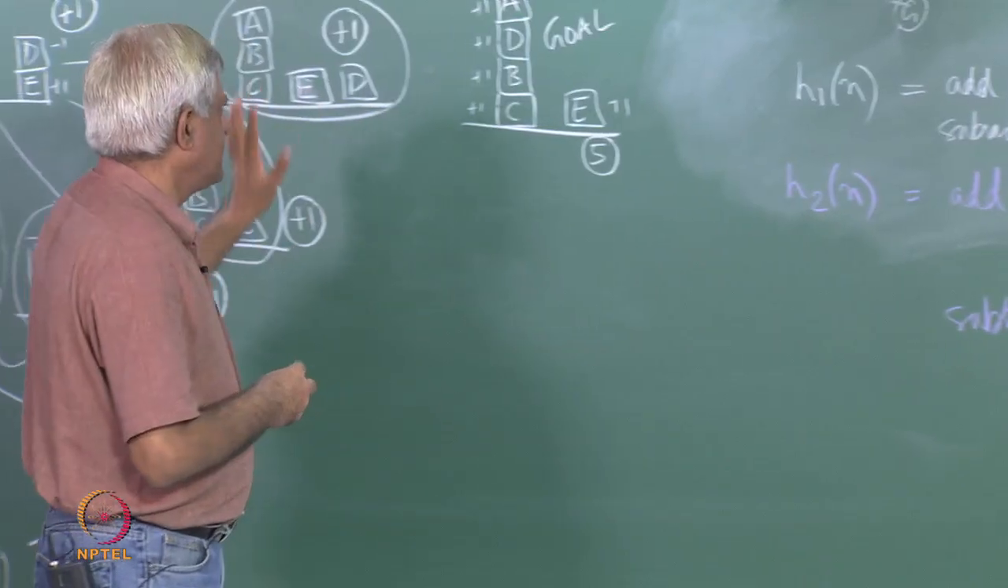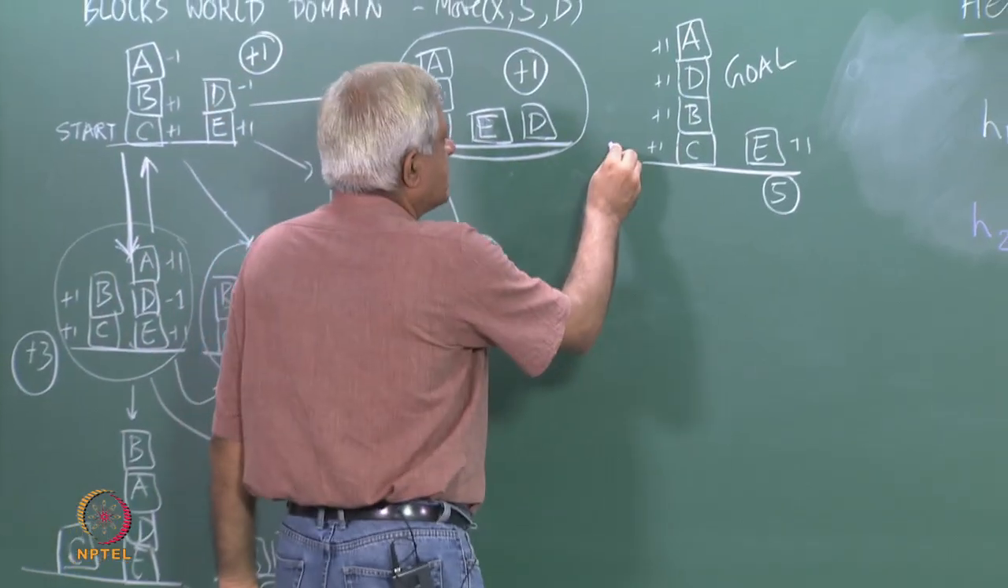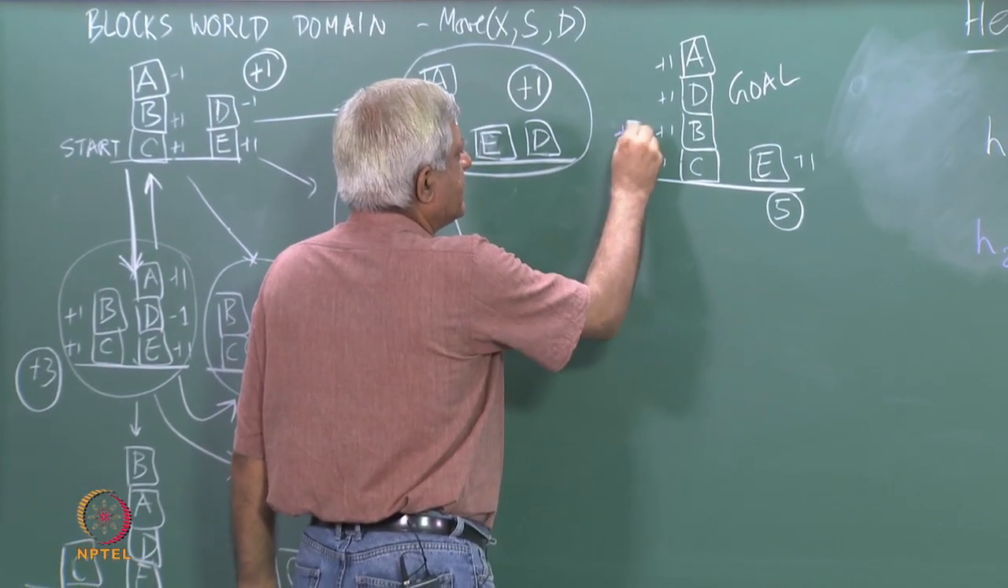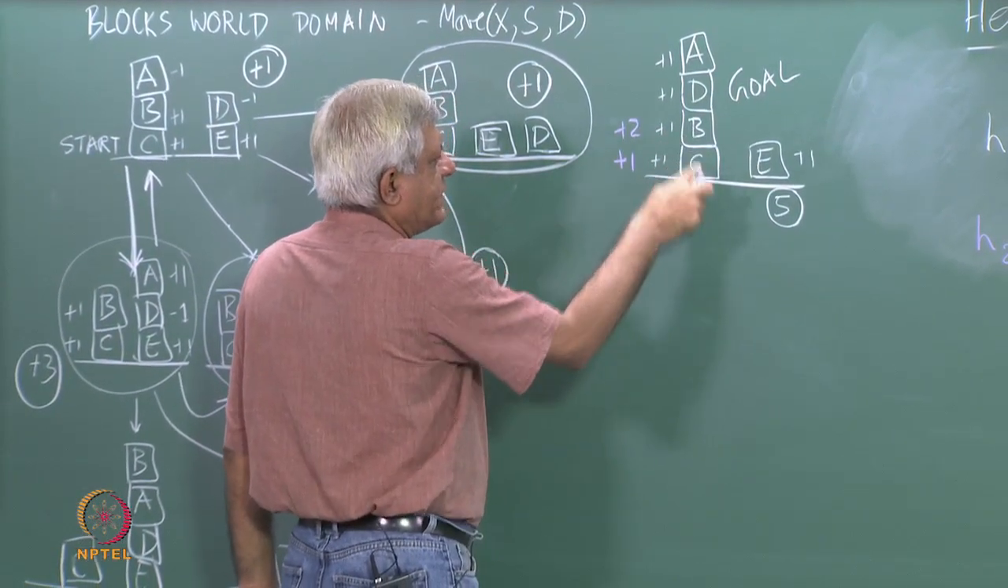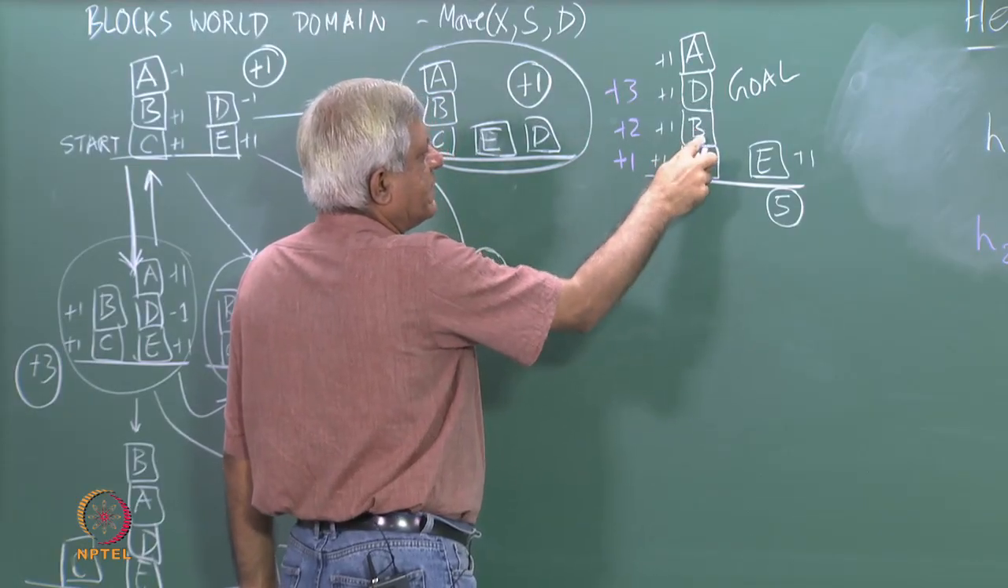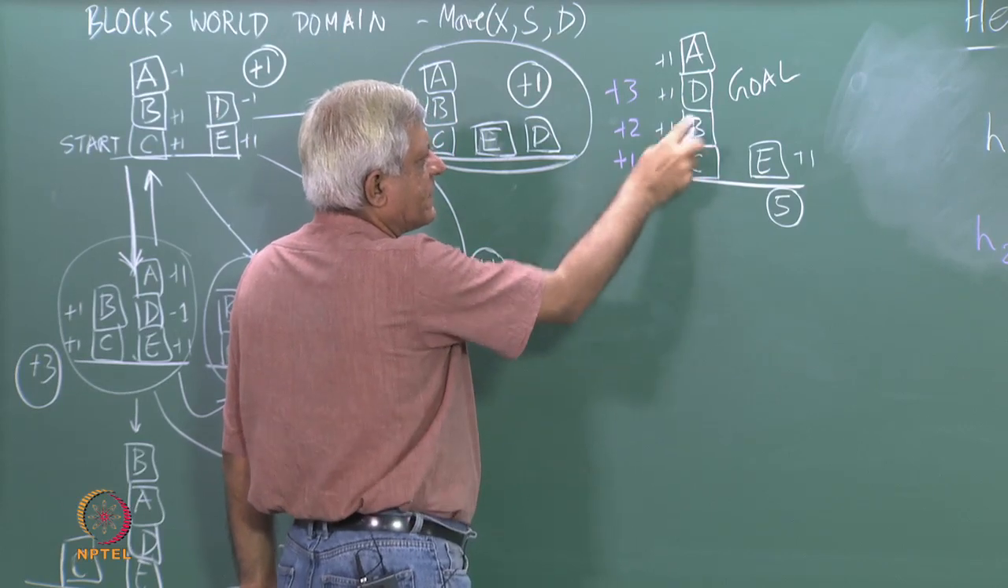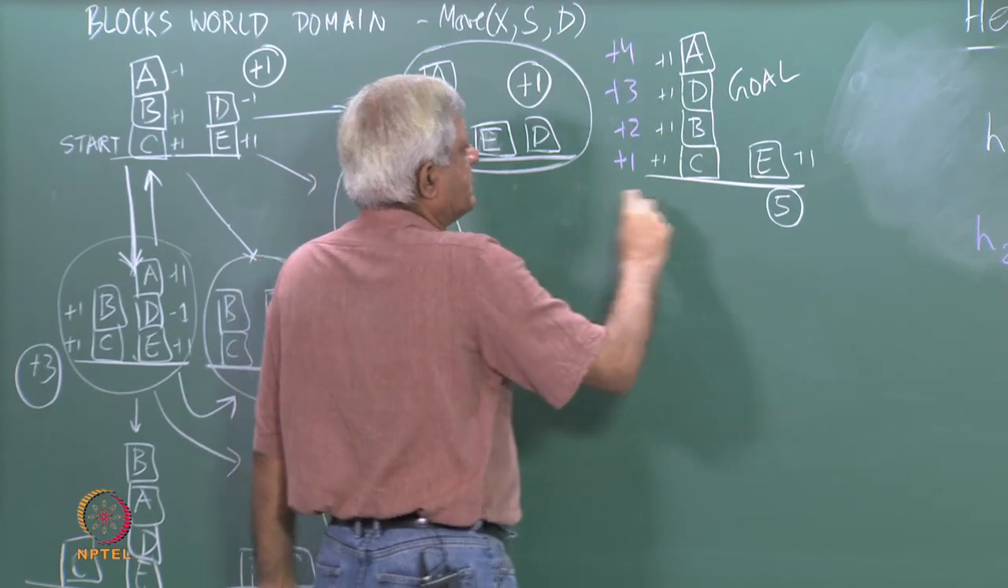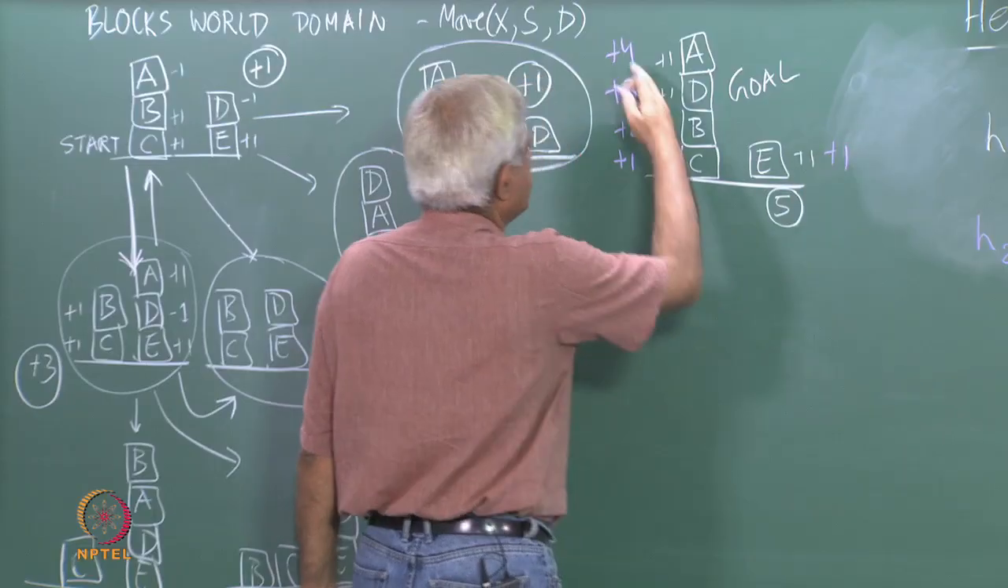So, let us start with the goal. We will start with +1 here, +2 here because it is on C and C is on the table. Likewise, +3 here because D is on B and B is on C and C is on table. So, 3 things below it are correct and +4 here and this is +1. So, this is 10 + 1, 11.